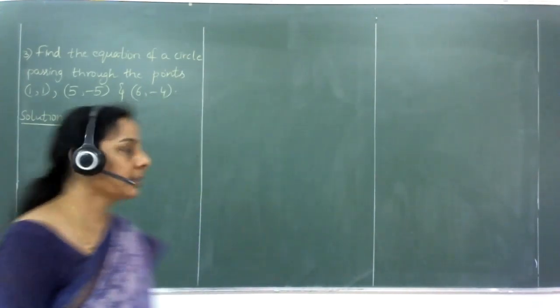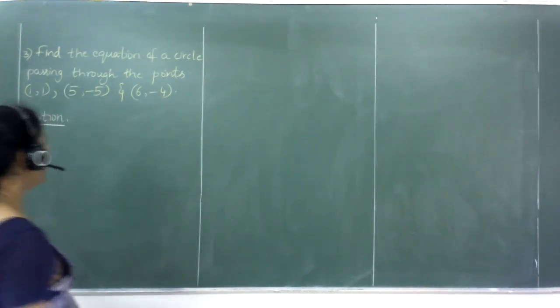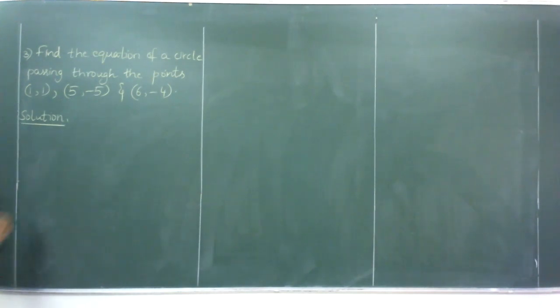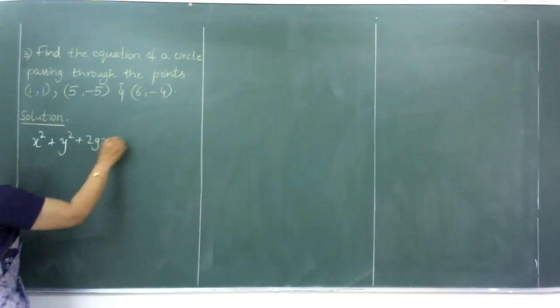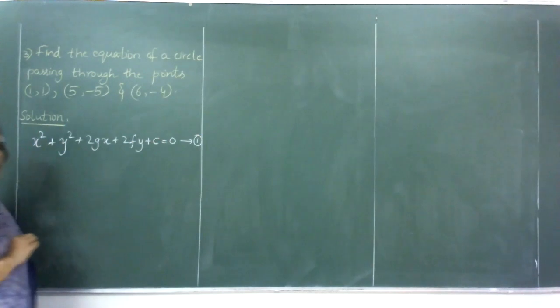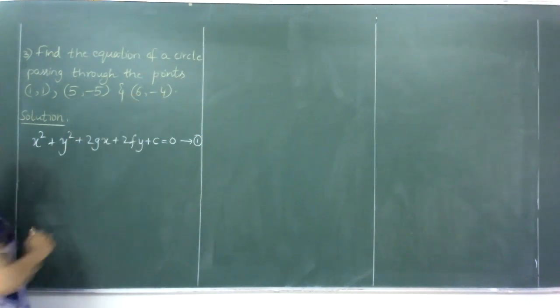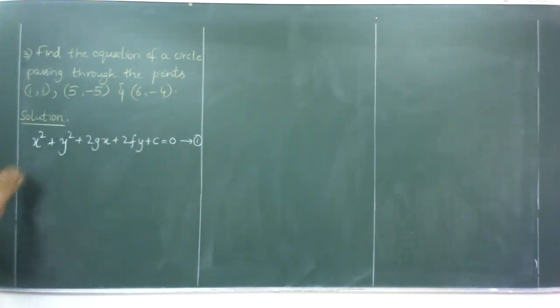Coming to the next question. Find the equation of a circle passing through the points (1, 1), (5, minus 5) and (6, minus 4). As I clearly said, the opening line has to be to assume the equation of the required circle in the general form. So, let us consider x squared plus y squared plus 2gx plus 2fy plus c equal to 0 as equation 1 here. Now, to find the values of g, f and c, that is three parameters, they have given three different data to us in the question.